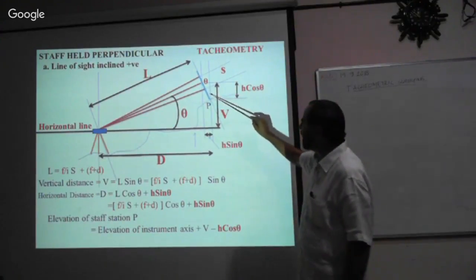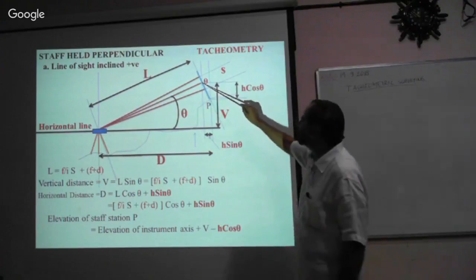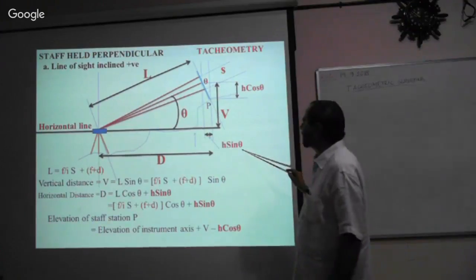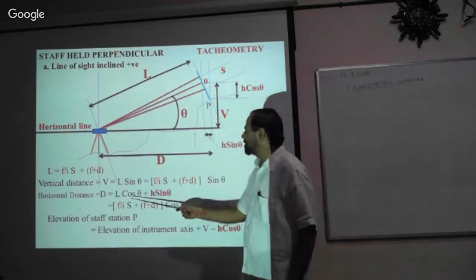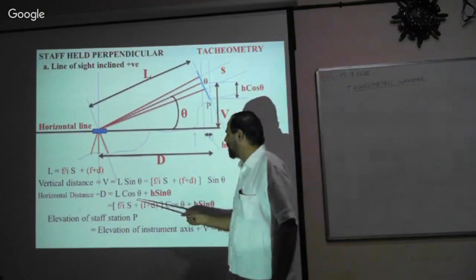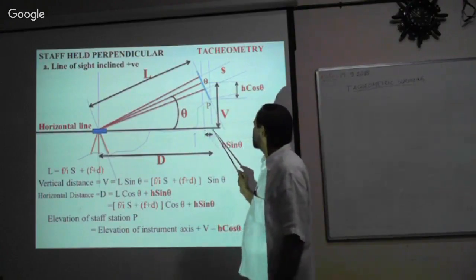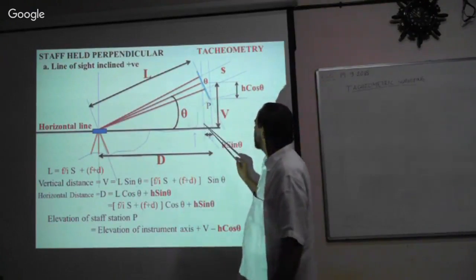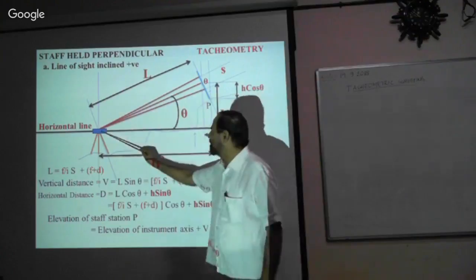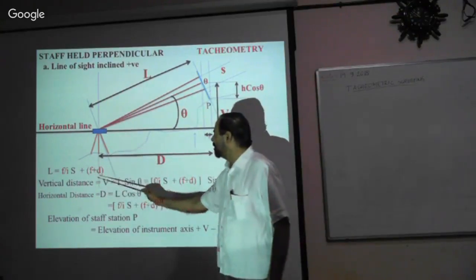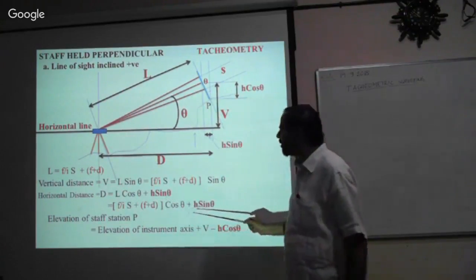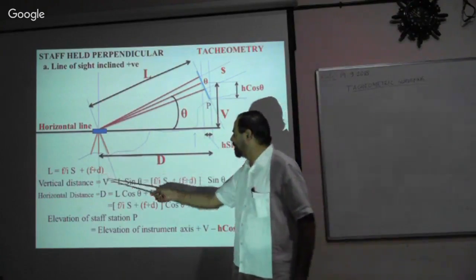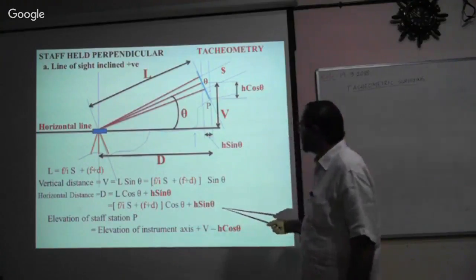Now this is theta and this is the central line reading H. Now this is H sin theta. Therefore, L cos theta. D is equal to L cos theta plus H sin theta. L cos theta is from the triangle up to here. Isn't it? This distance up to here. Therefore, now substitute for L, which is already available with us. So substitute for L, then our problem is solved.